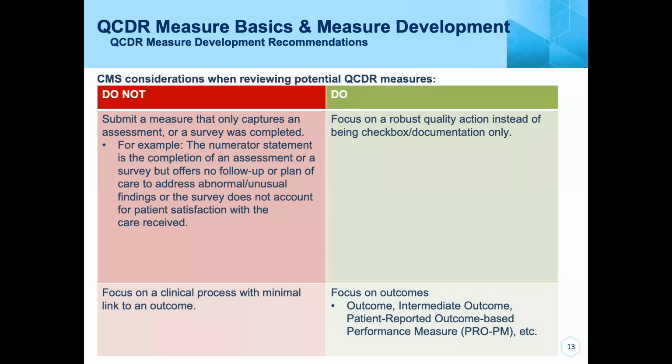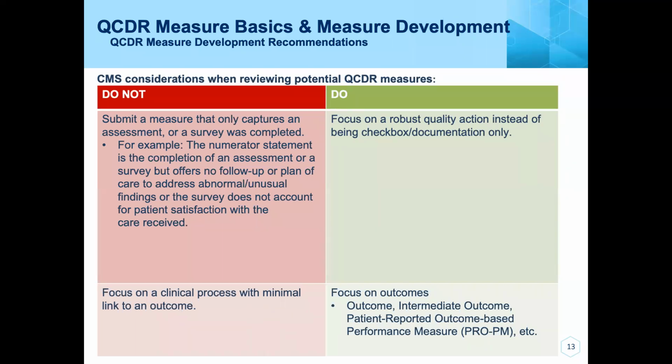The first one is submitting a measure that only captures the completion of an assessment or that a survey was completed. This is probably one of the most common scenarios that we see. CMS does prefer measures that focus on a robust quality action instead of just being a checkbox or documentation-only measure. For example, if the numerator only requires the completion of an assessment or a survey, but there's no follow-up care or plan of care required to address any abnormal results from that assessment or survey, then that's not really considered a true quality action.